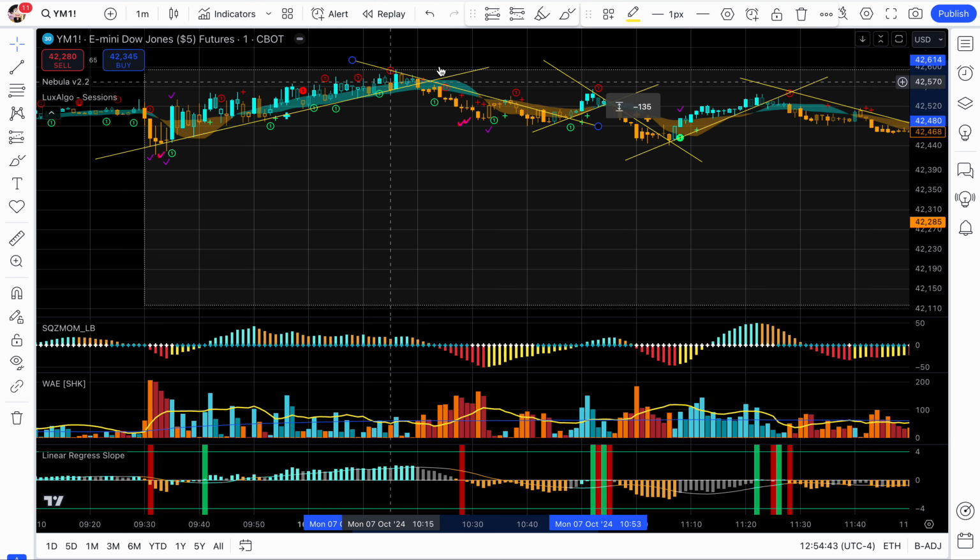And then it crosses here and starts going down. How do I know that? Well, one of the clues is the color of the Nebula candles goes from green to red. And if you look at the squeeze momentum, often you'll see a change. Either it starts heading down or it crosses, and you can see right here, this is where it crosses from bullish to bearish.